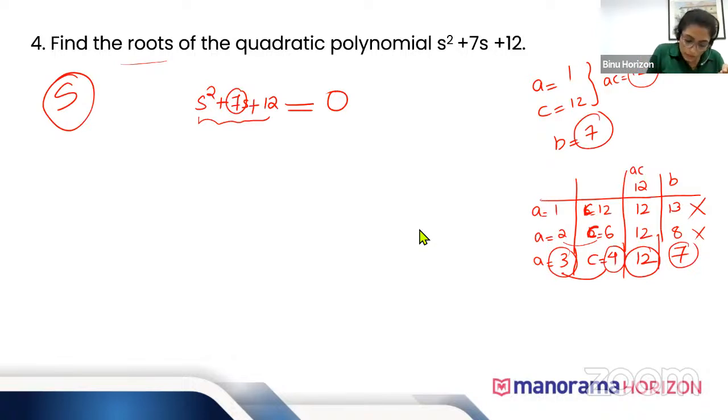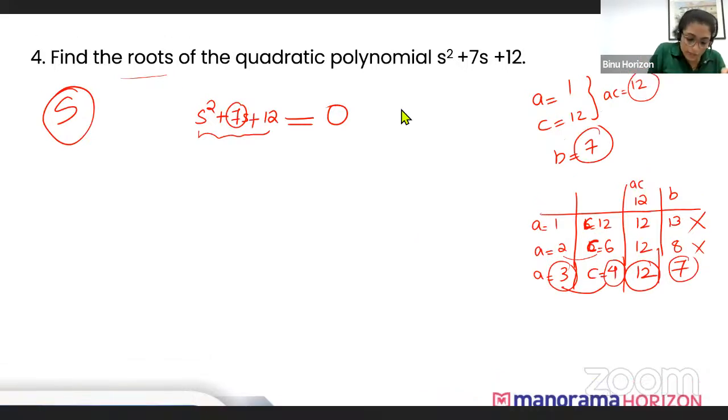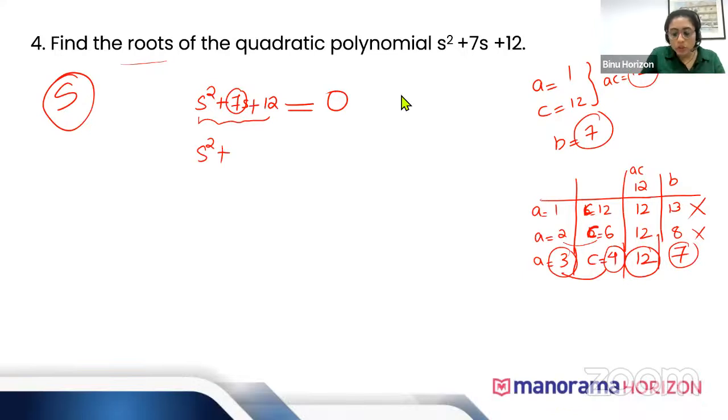So how will you write it? s square plus 4s plus 3s plus 12. Even if you got the product 12, the combinations 1 and 12, and 2 and 6, you cannot take because their sums are 13 and 8, not 7. Both product and sum should be satisfied. So it should be s square plus 4s plus 3s plus 12 is equal to 0.